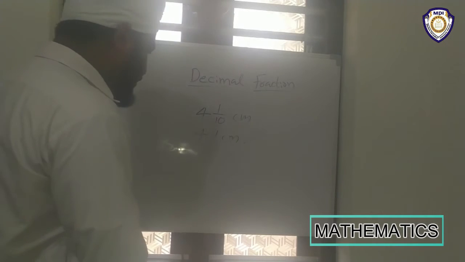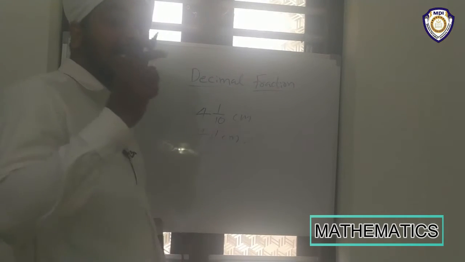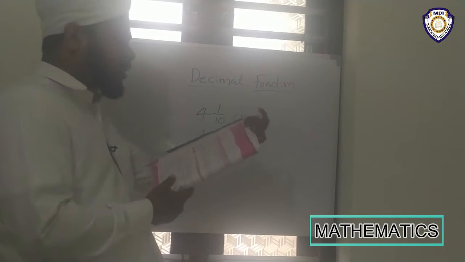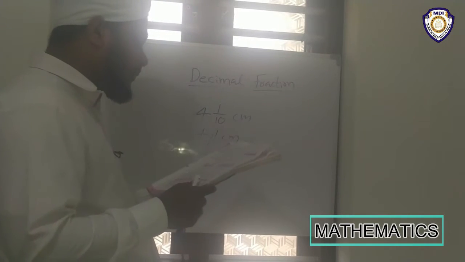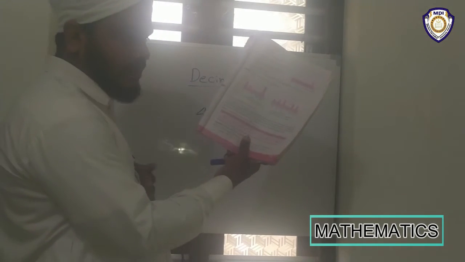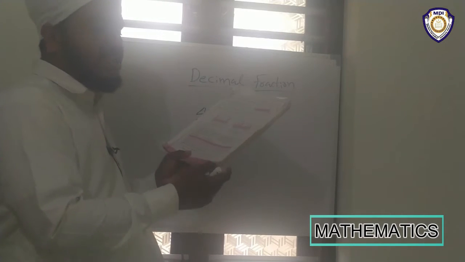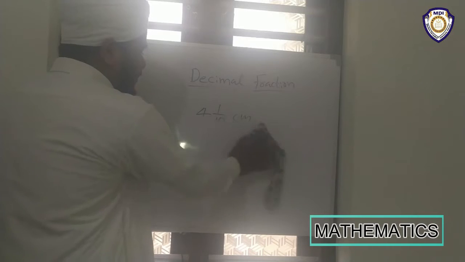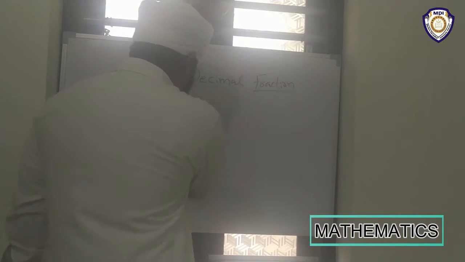Then which are the places of the decimal number? You can see the place values of decimal number. Place value chart of decimal number, page number 83. It is very important. Okay, place value chart.